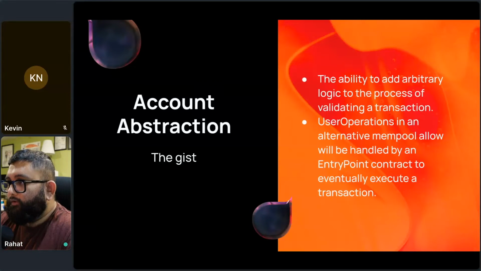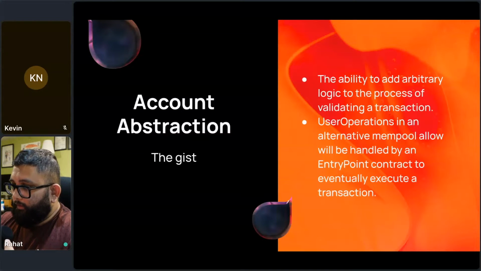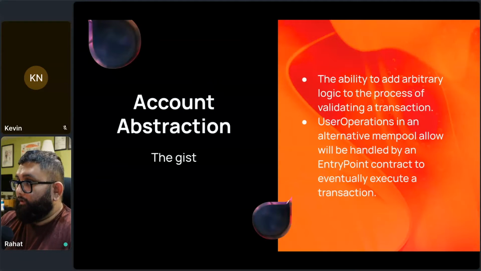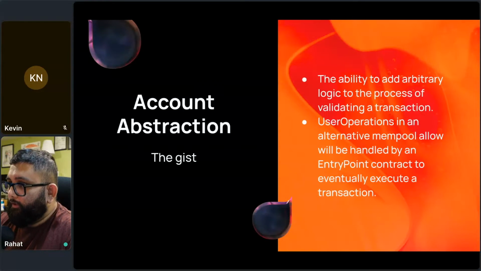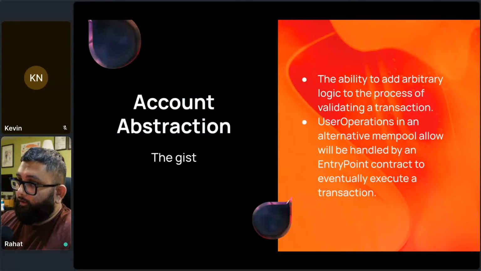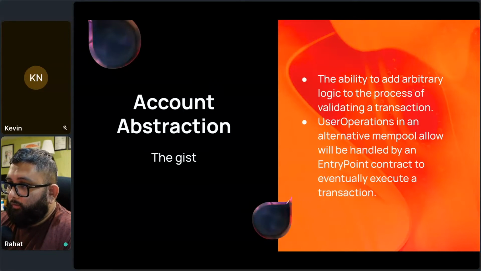But you can look at user operations as a new data type that has information about the transaction that needs to take place, as well as additional information for adding that arbitrary logic to the specific transaction. And these user operations are all in what's called an alternative mempool, which can all be handled by the entry point contract.